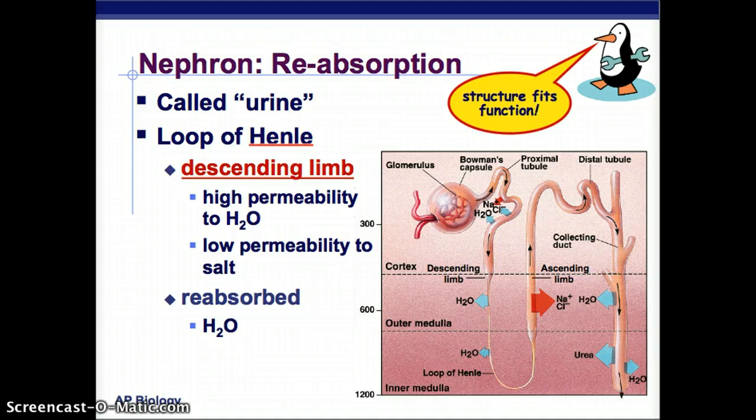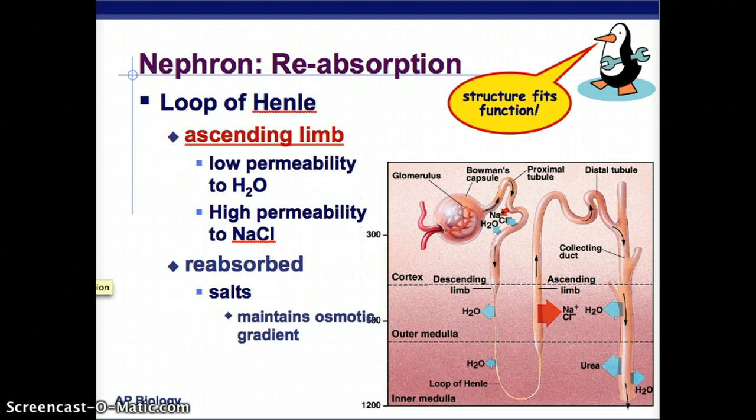So after that filtrate goes through that reabsorption process with the capillaries, it's called urine at that point. And then it goes through the loop of Henle, which has a descending limb and an ascending limb. The descending limb has a high permeability to water and a low permeability to salt. So it gives off lots and lots of water in the descending limb of the loop of Henle.